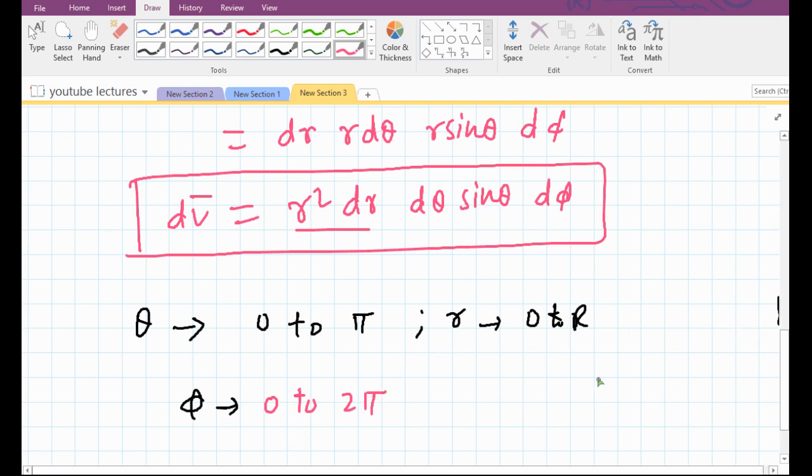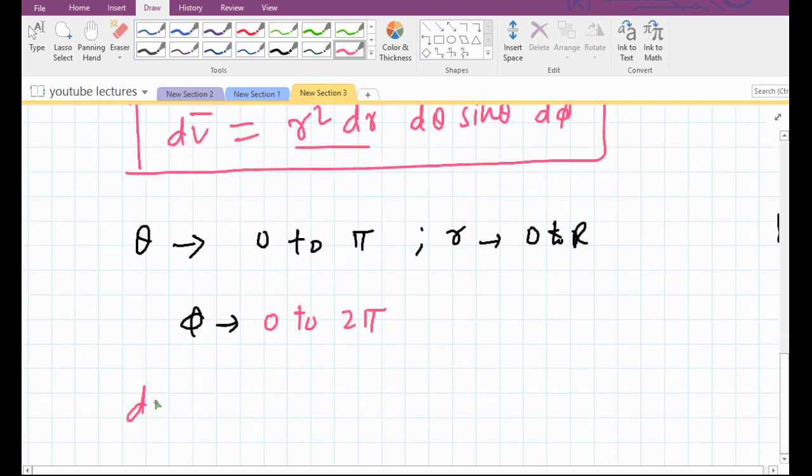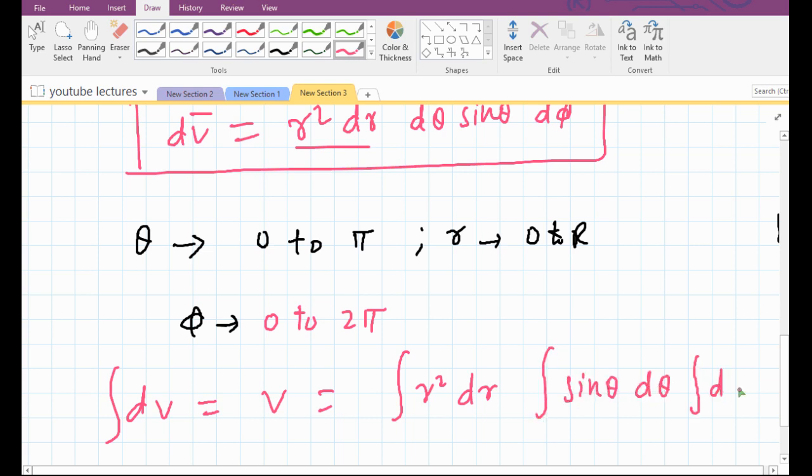Now you will ask, can we derive the volume of a sphere from this? Yes, obviously, because you can write dV. Now integrate, because you have to find the whole volume, which is nothing but r squared dr. Now it becomes a triple integration, and d phi.